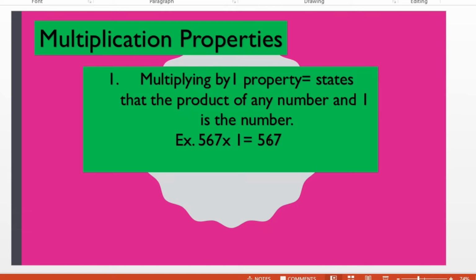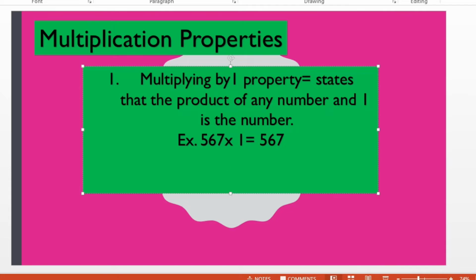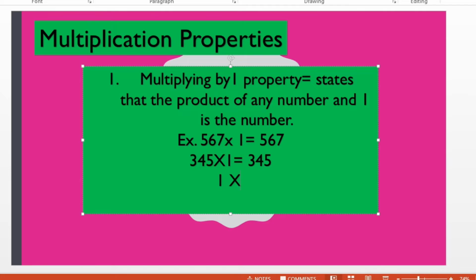567 times 1, so of course the answer is 567. So another one, 345 times 1, the answer is 345. Another one, 1 times 12, the answer is 12. So again, multiplying by one property or identity property of multiplication, that the product of any number and 1, the answer is the same.